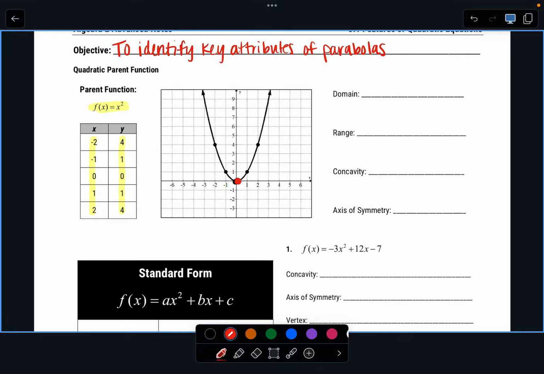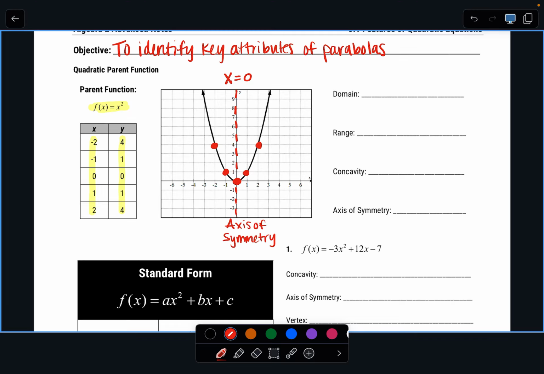For a quadratic function, typically the pattern is going to go 1, 1, and then 2, 4. And the nice thing about a quadratic function is it has a line of symmetry right down the middle. So as long as you know those 3 points, you should be able to reflect the key points across the axis of symmetry. So this is going to be x equals 0. We refer to it as the axis of symmetry.